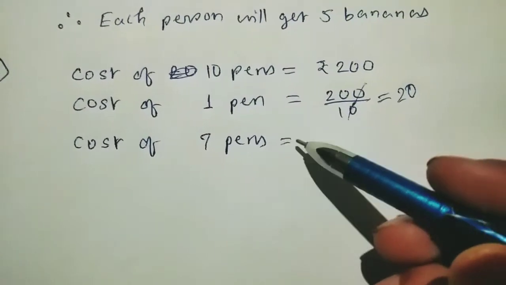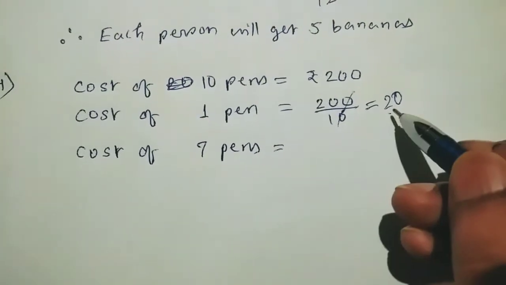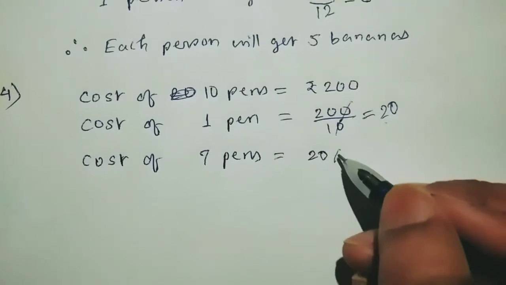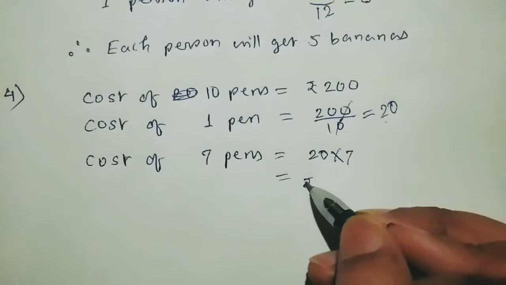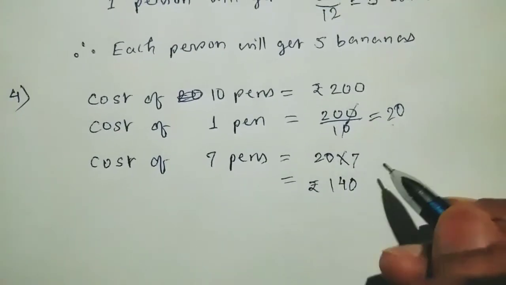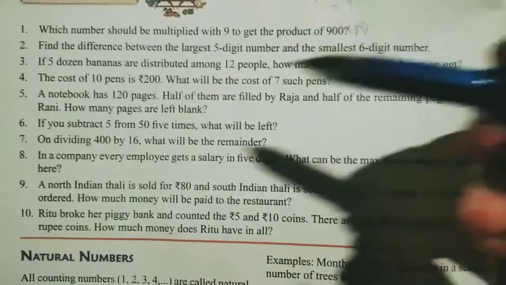Now the cost of 7 pens will be what? You have to multiply 20 with 7, because the cost of 1 pen is 20. So 20 into 7 you have to multiply. So what is coming? It is coming to rupees 140, because 2 sevens are 14 and this 0. So the cost of 7 pens is rupees 140. Understood? Now question number 5.